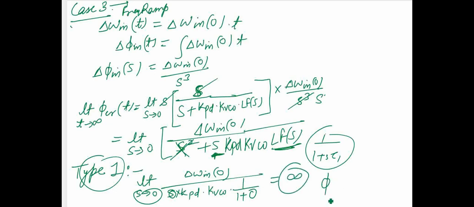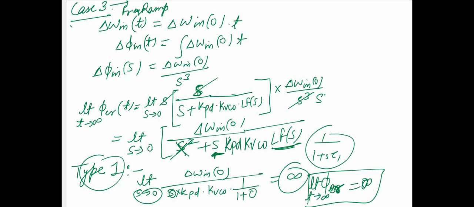So what we got in this case is that the phase error at limit t tends to infinity is infinity. What does it tell? It tells that the PLL is unlocked. PLL is not locked, so the condition of locking is not satisfied in this case.